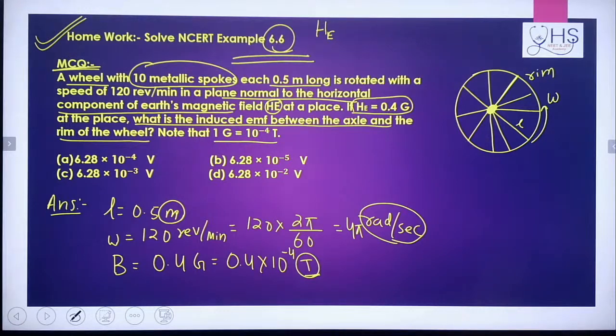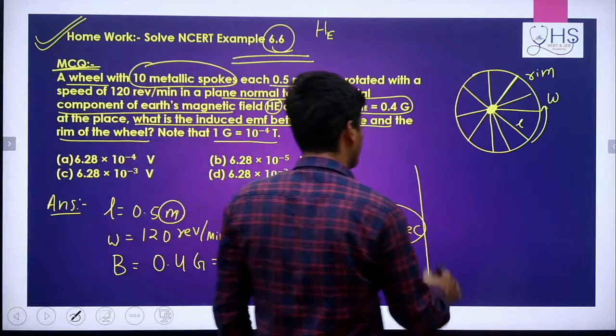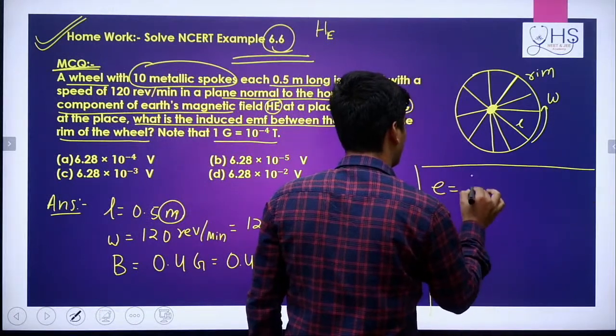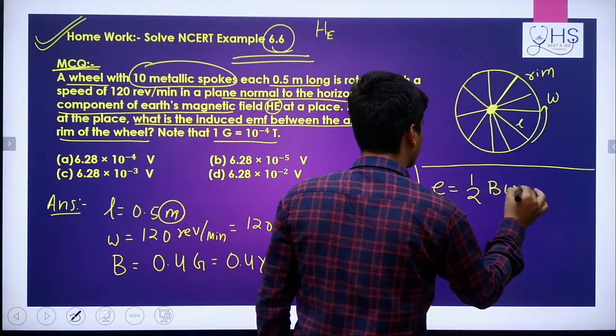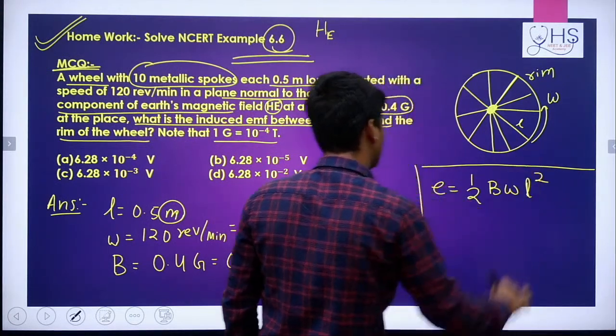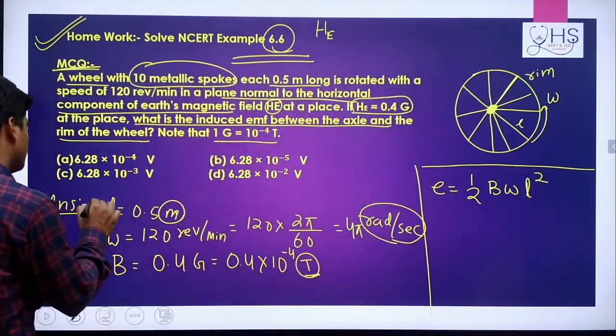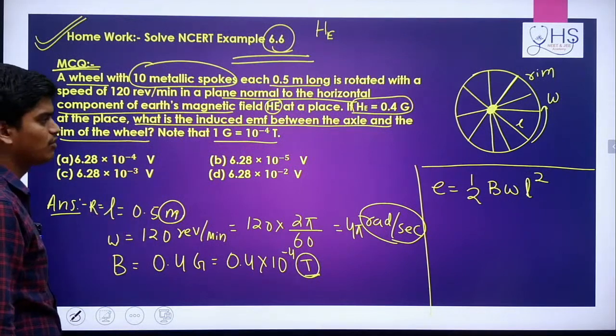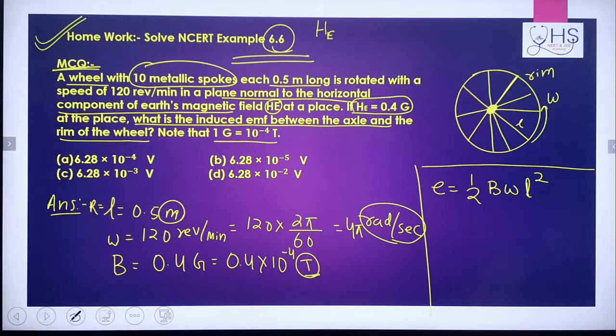So just now you understood what the rotational EMF is. The rotational EMF formula is E equal to 1 by 2 B omega R square. But the R they did not give, they gave L here. So no need to worry. R equal to L only. That radius equal to L only. So half B omega L square.